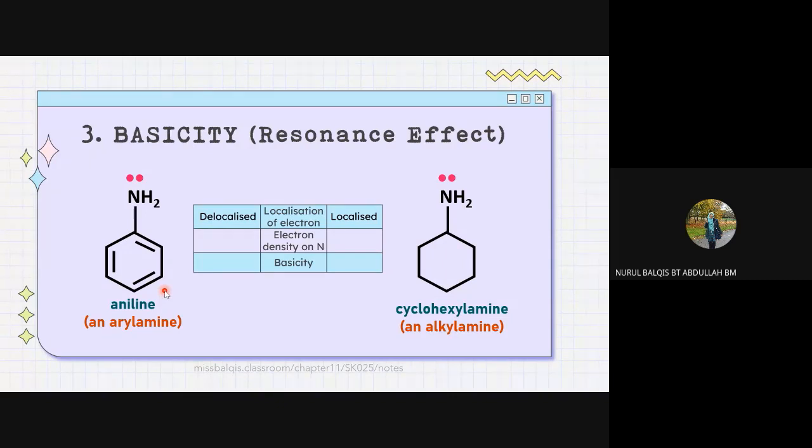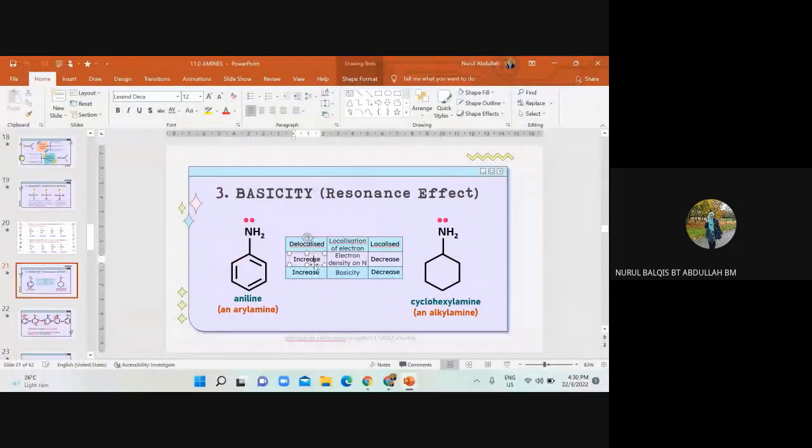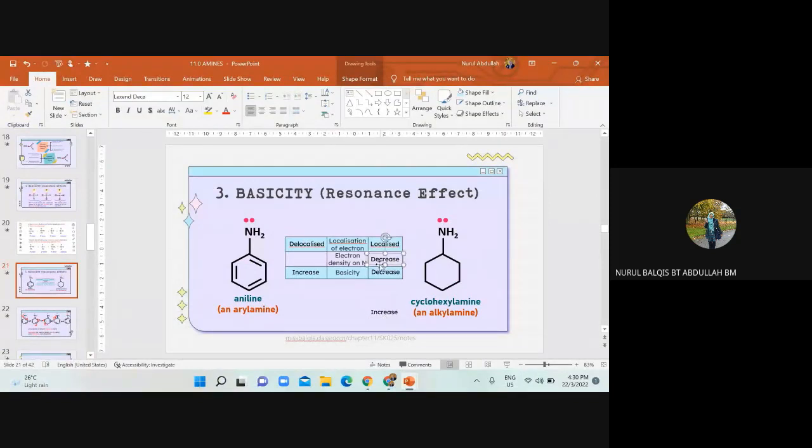So, bila electrons on the nitrogen in aniline will delocalize into the benzene ring, what will happen to the electron density on the nitrogen? Will they increase or decrease? Decrease. Saya silap, saya terbalik. Okay, betul lah, decrease lah.